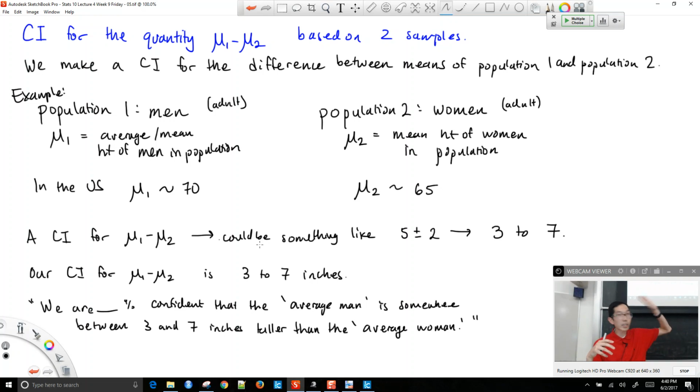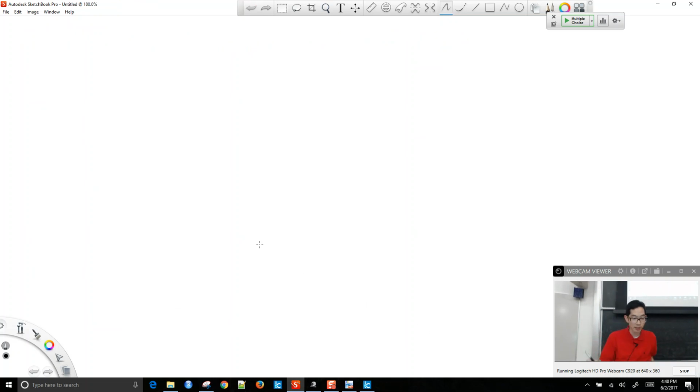We're not making a confidence interval for the average height of men and a separate confidence interval for the average height of women. We're making a confidence interval for the difference between the mean of population 1 and the mean of population 2. Okay, so let's work quickly.